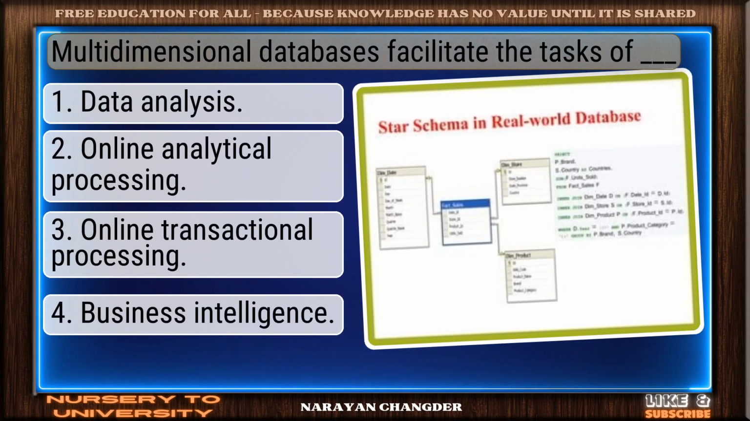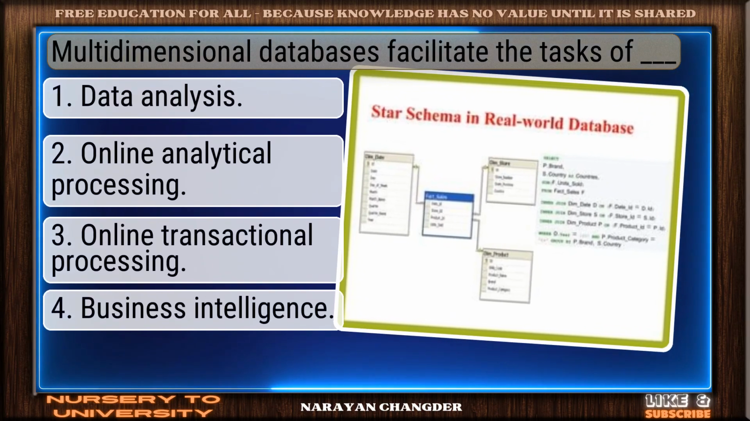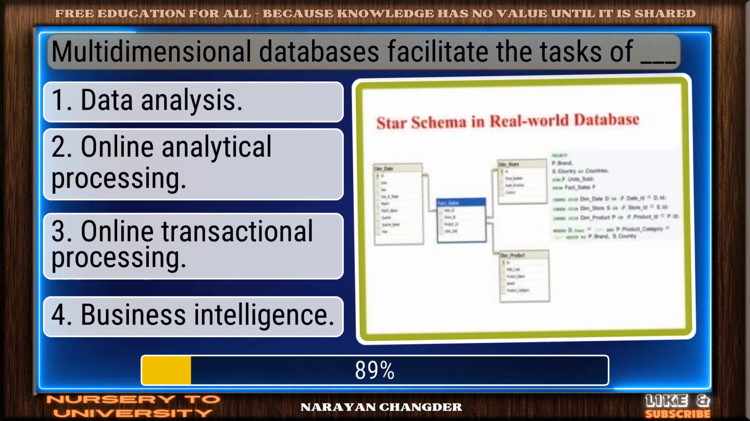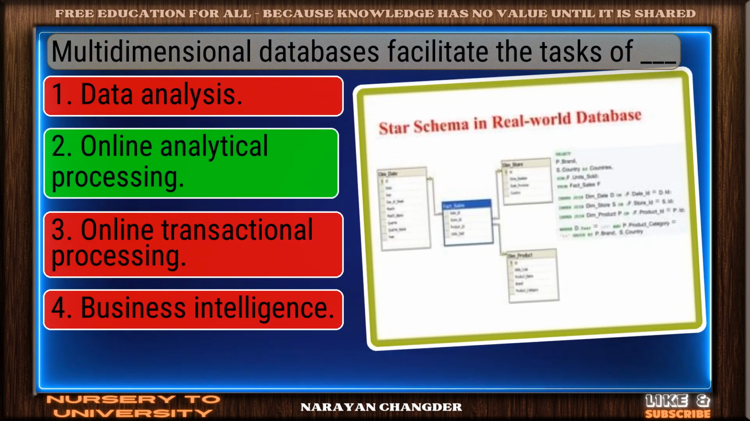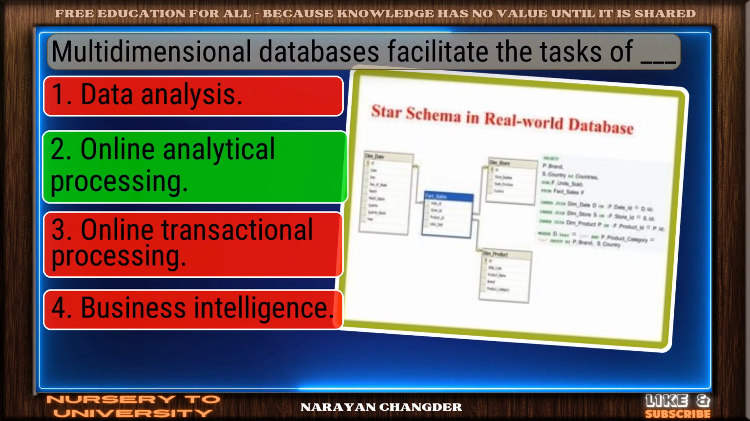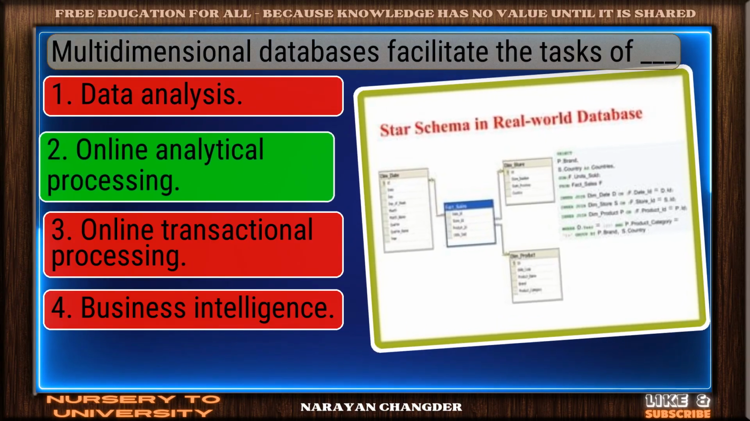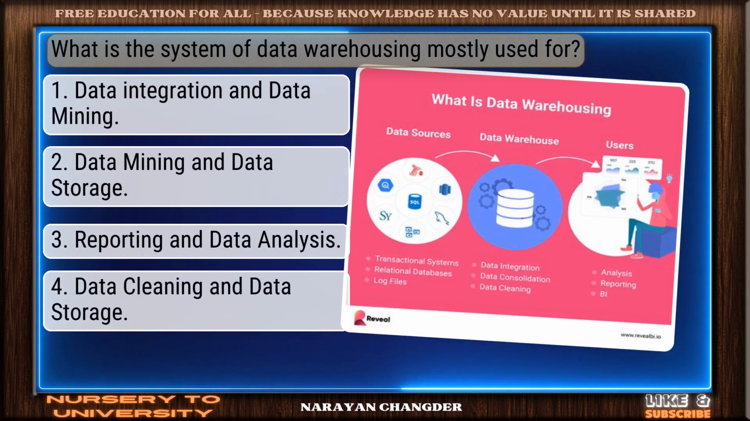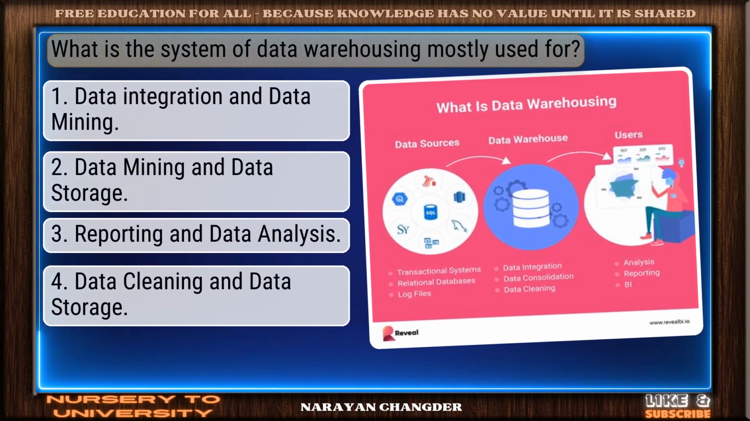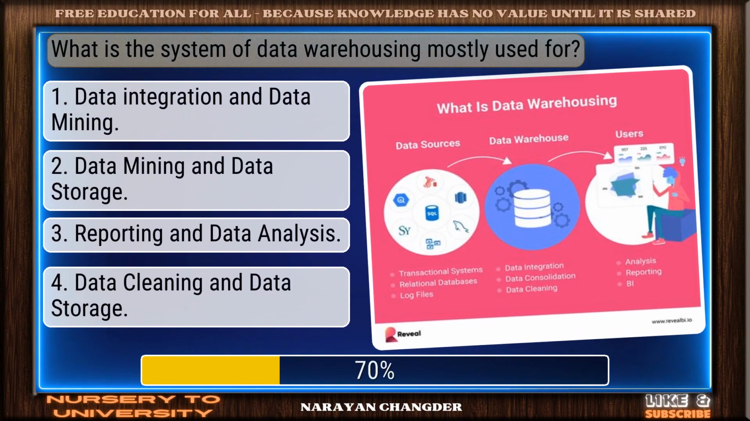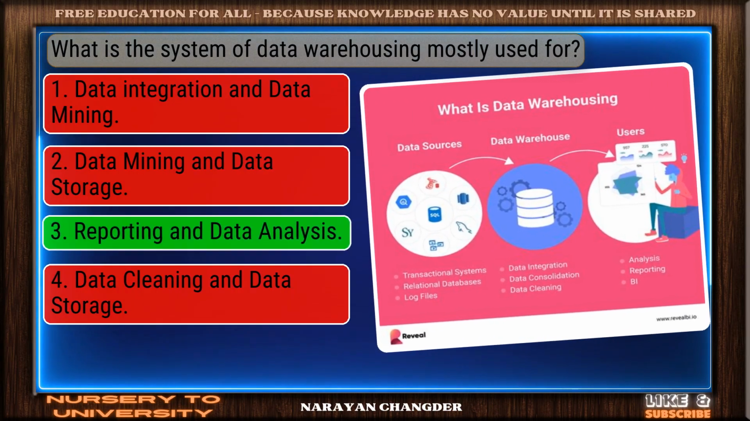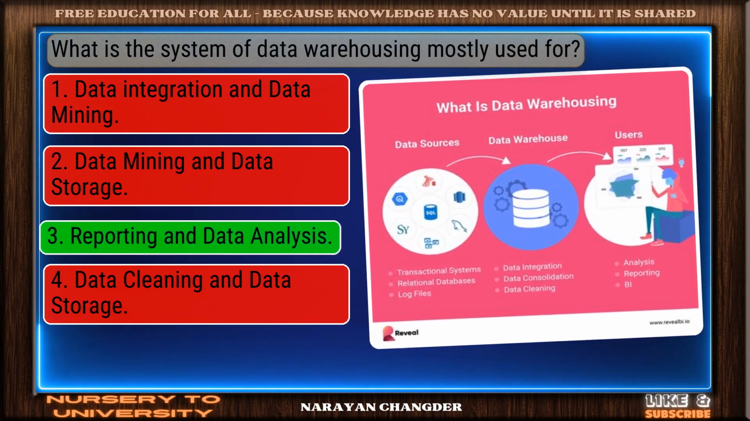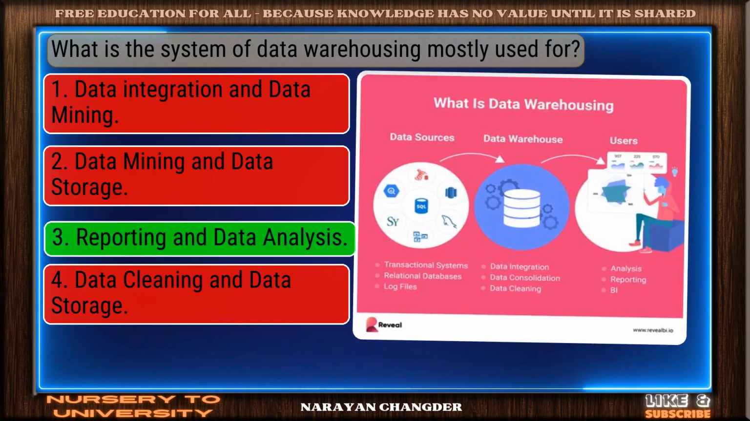Question number 3. Multidimensional databases facilitate the tasks of Dash. Sharp thinking. Online analytical processing is the right choice. Question number 4. What is the system of data warehousing mostly used for? Nice selection. Reporting and data analysis is the correct and valid answer.